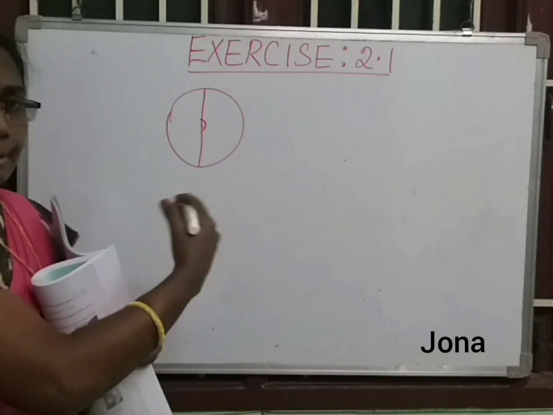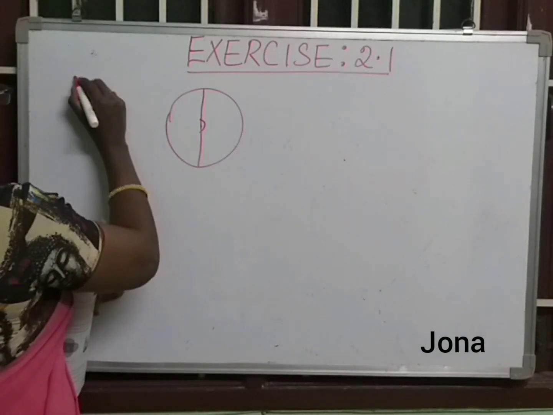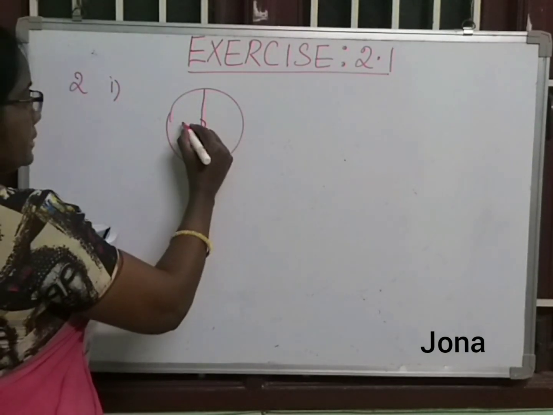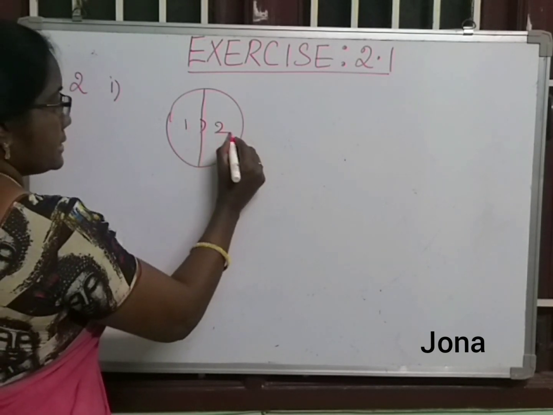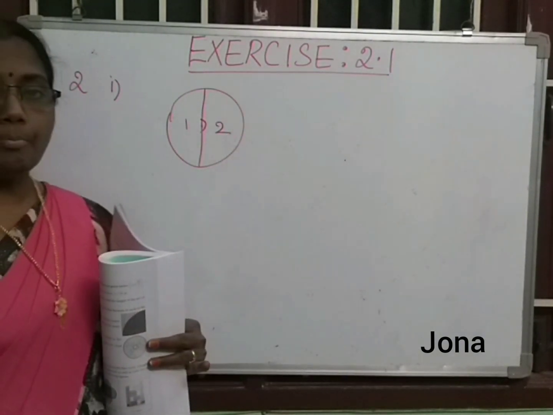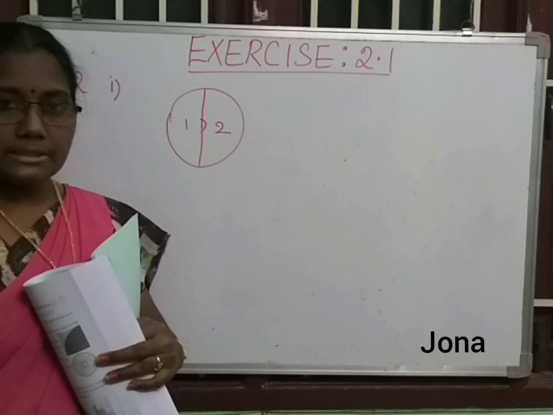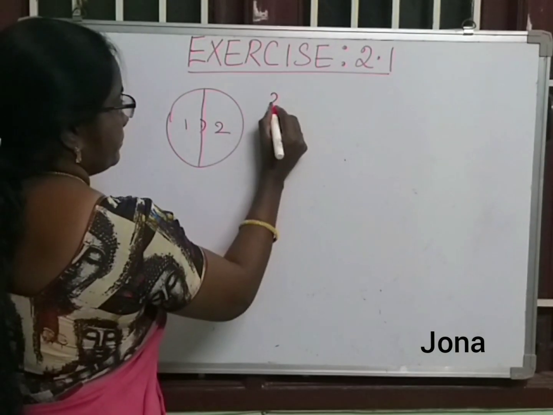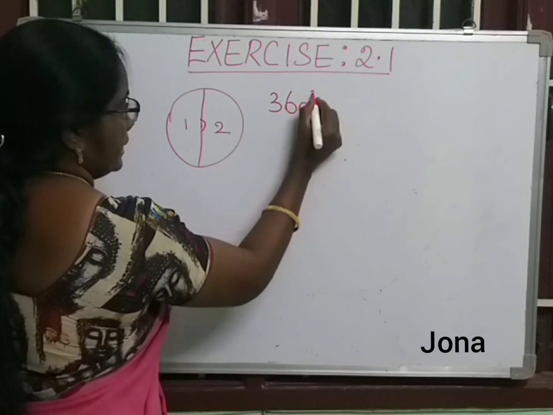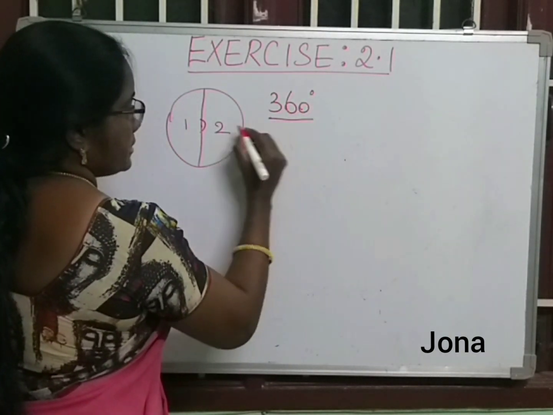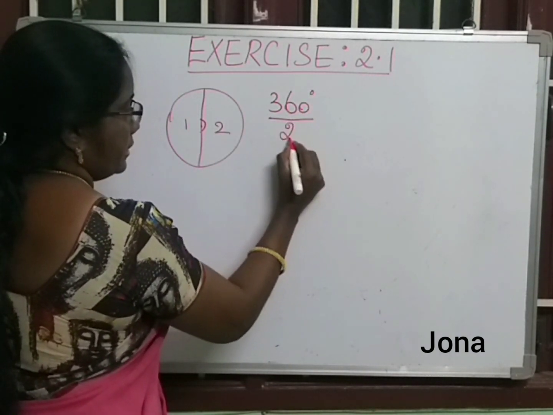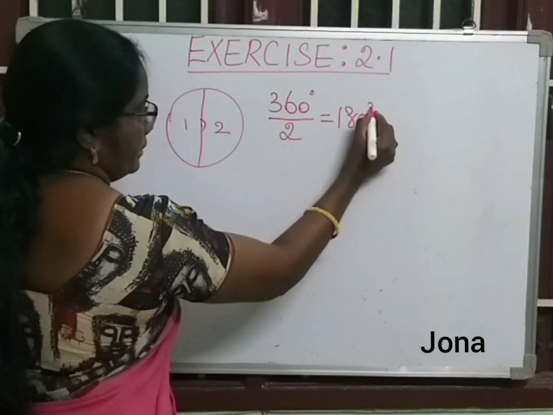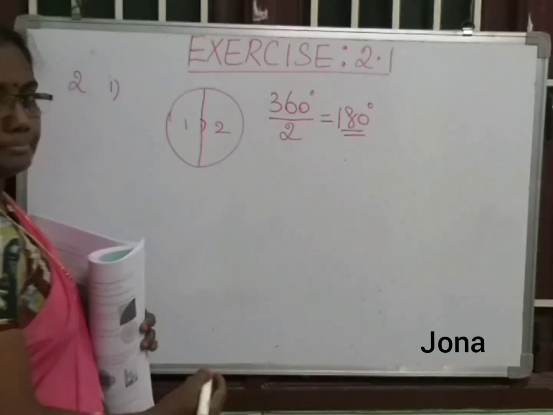How many parts are there? This is the first problem. How many parts do we have here? First part, this is the second part. So the two parts are split equally. The angle at the point is 360 degrees. Into how many parts is it divided? Two parts. So divide by 2, it is nothing but 180 degrees.